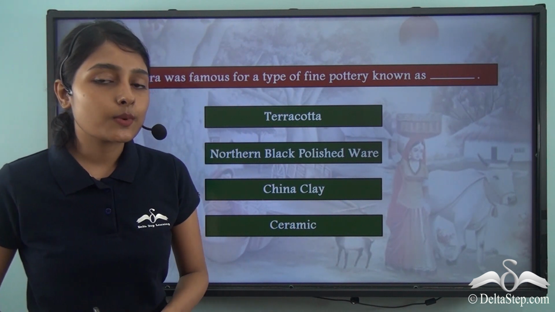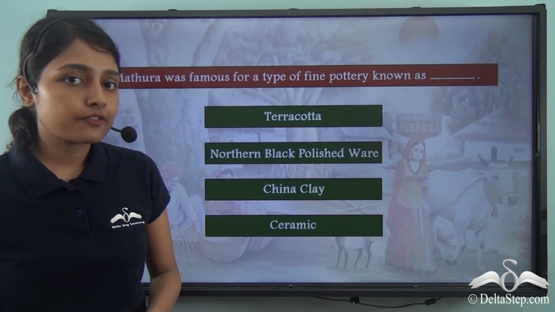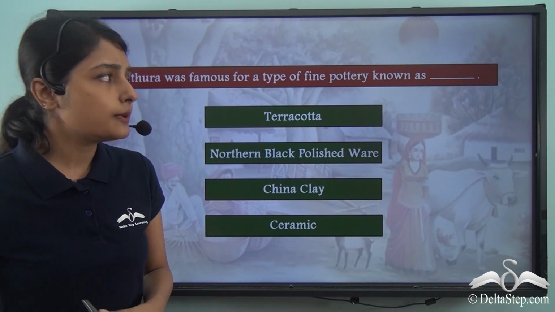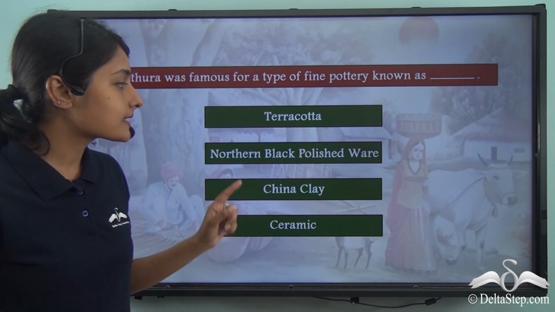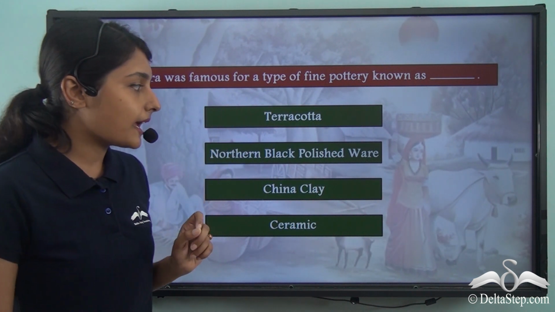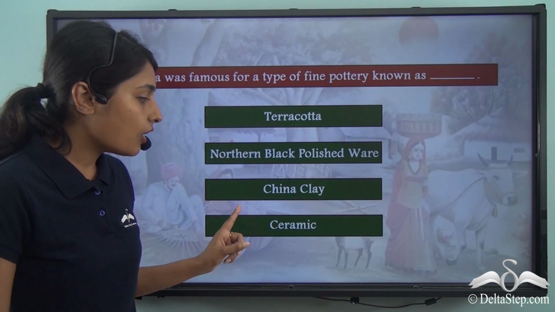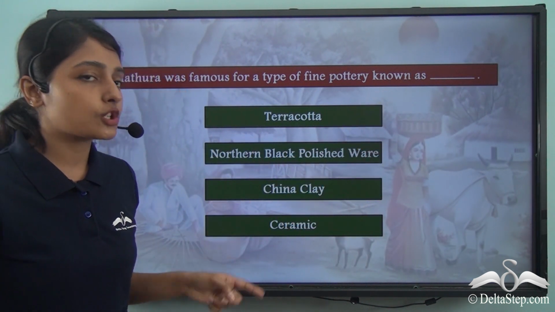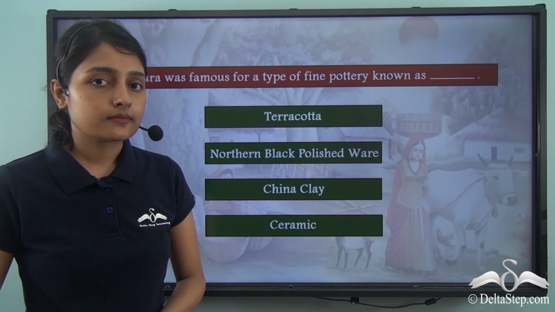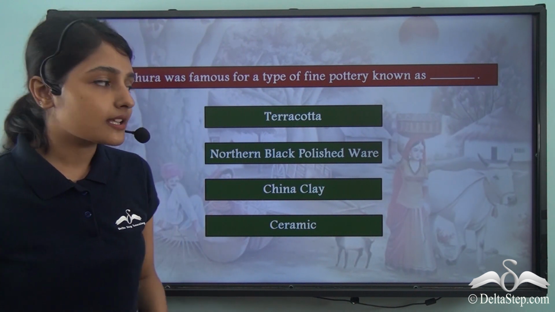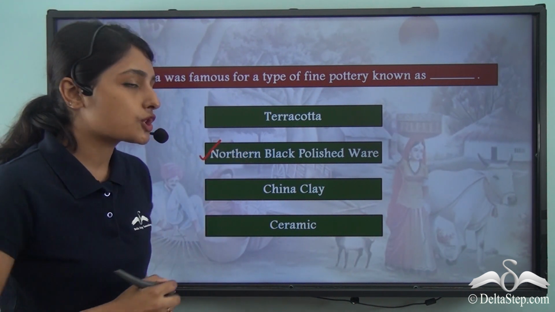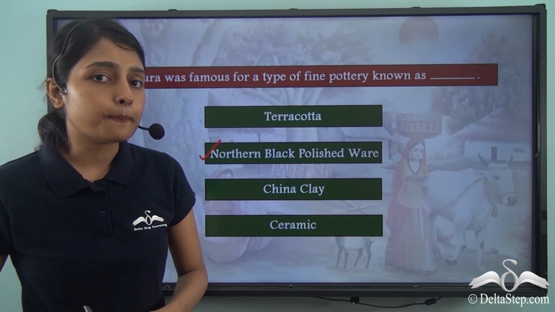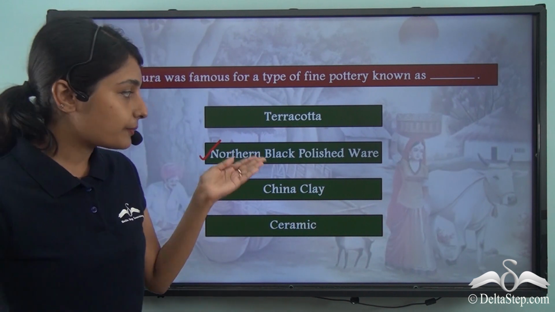Now before proceeding with this lesson, let me ask you a question. Mathura was famous for a type of very fine pottery that was known as terracotta, northern black polished ware, china clay, or ceramic. Will you be able to fill in this blank with the correct option? Well, the correct answer is northern black polished ware. This kind of pottery made Mathura a very important center of production.